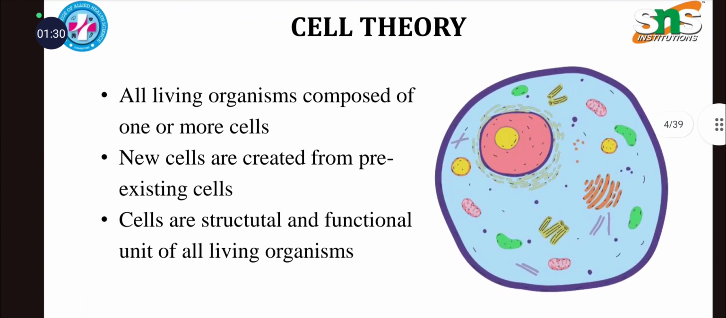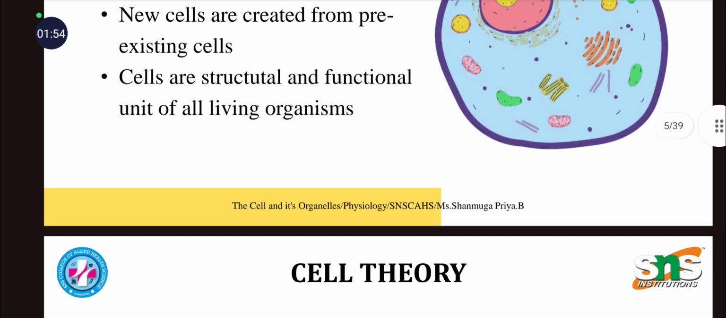Next, cell theory. All living organisms are composed of one or more cells, and new cells are created from pre-existing cells by the process called cell division, which includes mitosis and meiosis. Cells are the structural and functional unit of all living organisms. These are the three main points under cell theory.